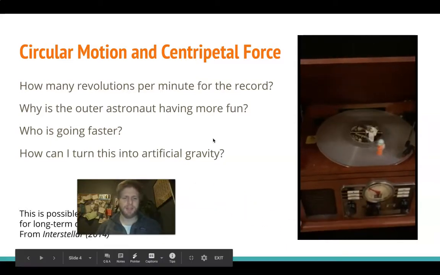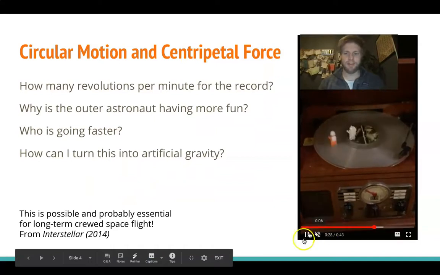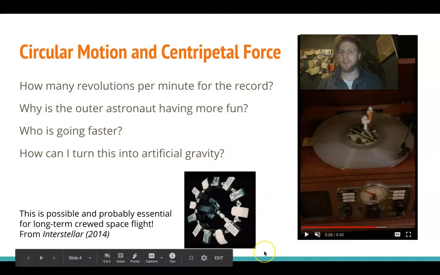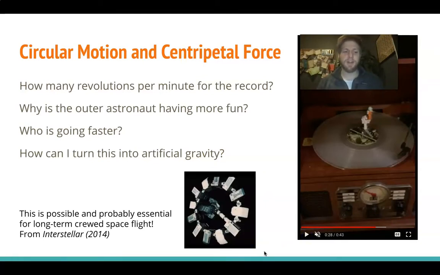And then, importantly, how can I turn that into artificial gravity? So this is possible. If you've ever seen the movie Interstellar, there's actually lots of space films where this idea is featured. We can actually turn this into artificial gravity. You can feel the effects of gravity out in the vacuum of space where there's no massive bodies around.